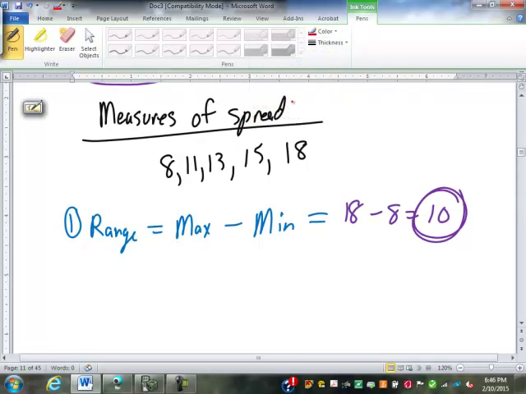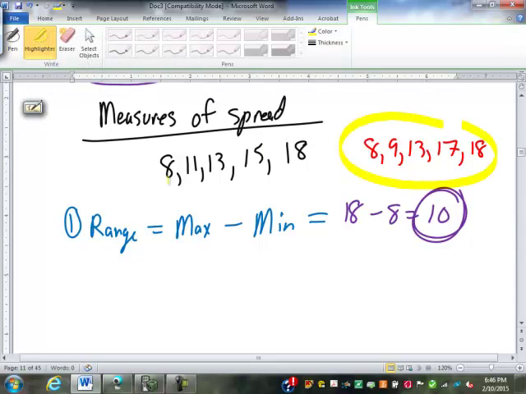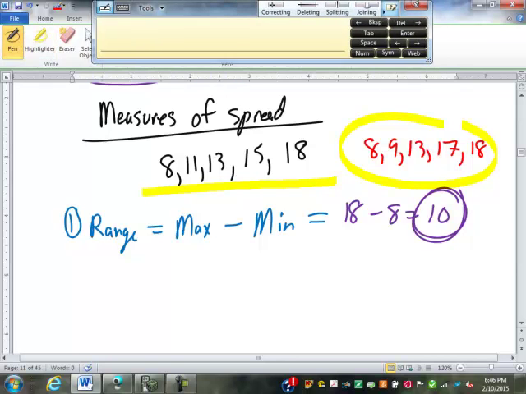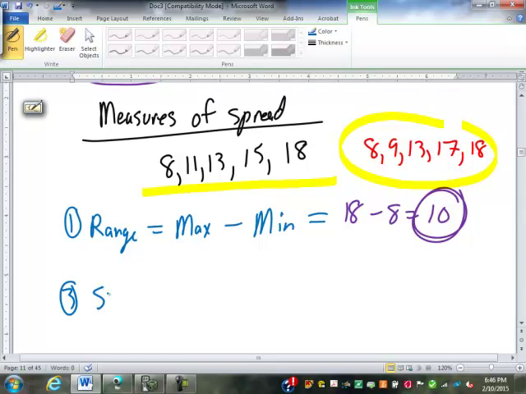Now, unfortunately, I can come up with another set of numbers that also has a range of 10. Would you say that they're equally spread out? I would say that this set over here is a lot more spread out than this set. So the range is not a real precise measure. It doesn't distinguish between sets of data real well. So we do something a little bit more telling, and that is the standard deviation.